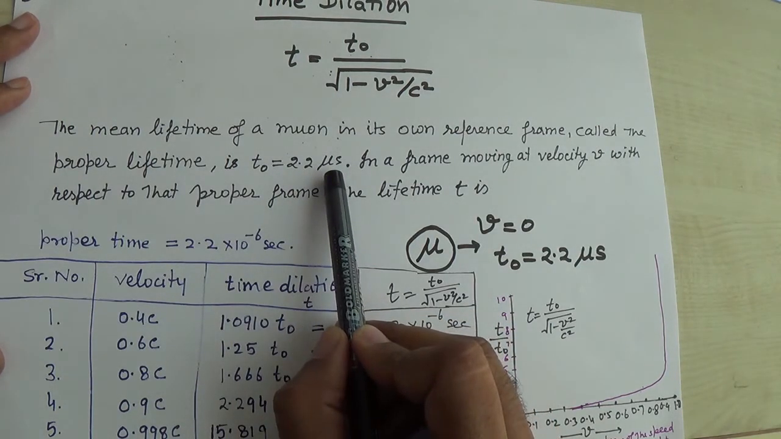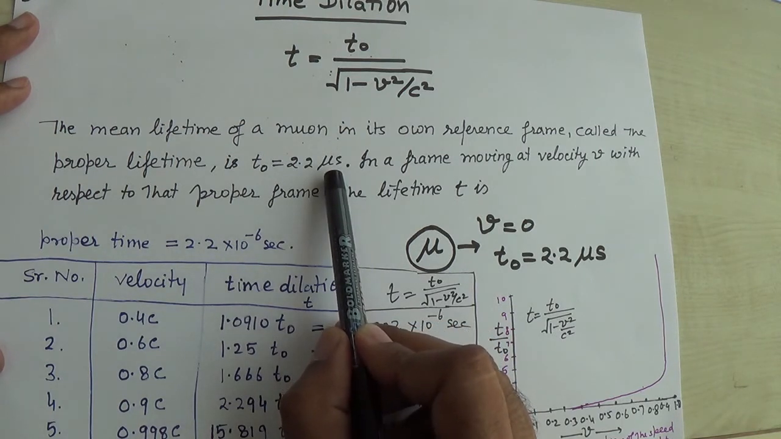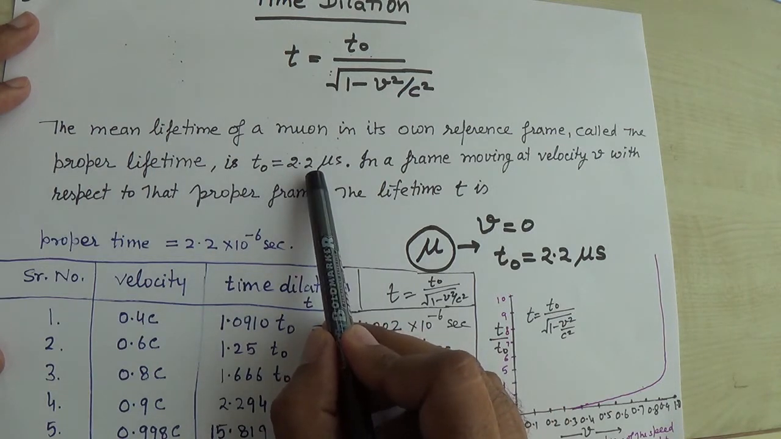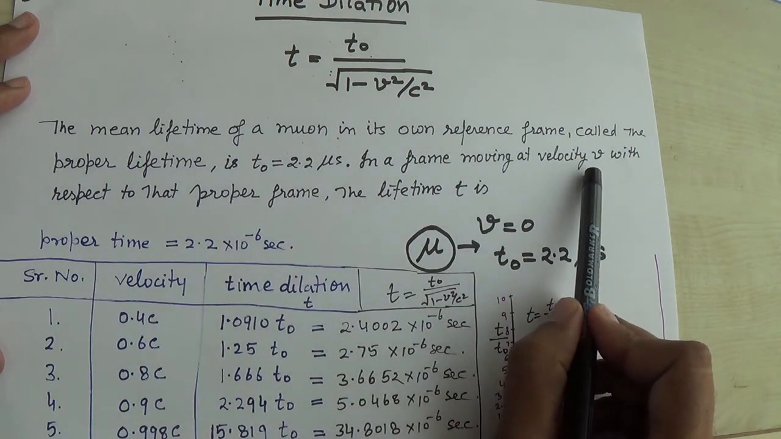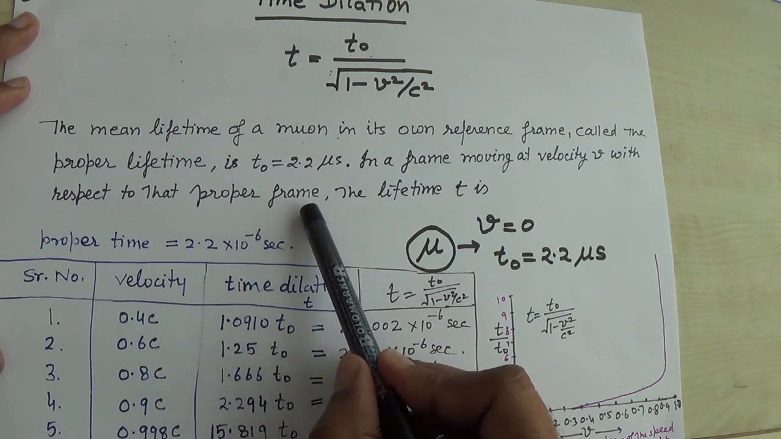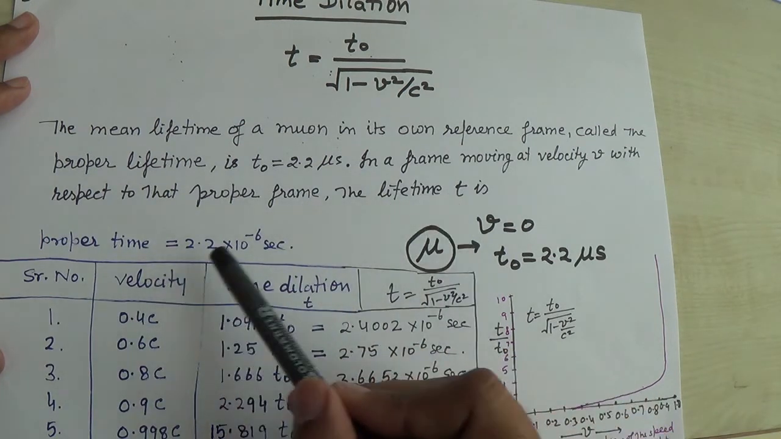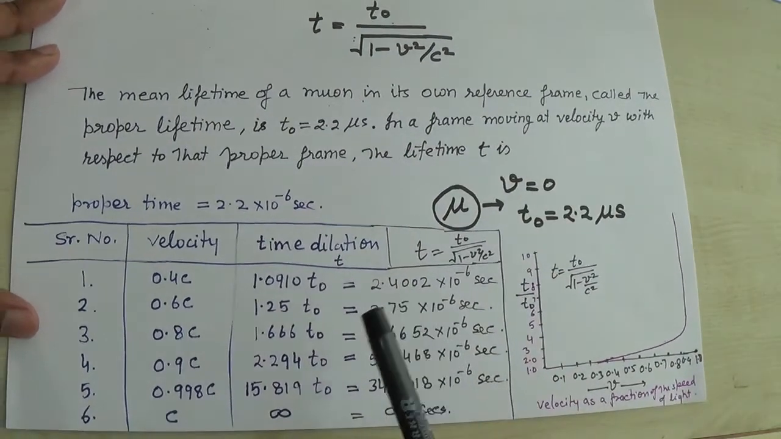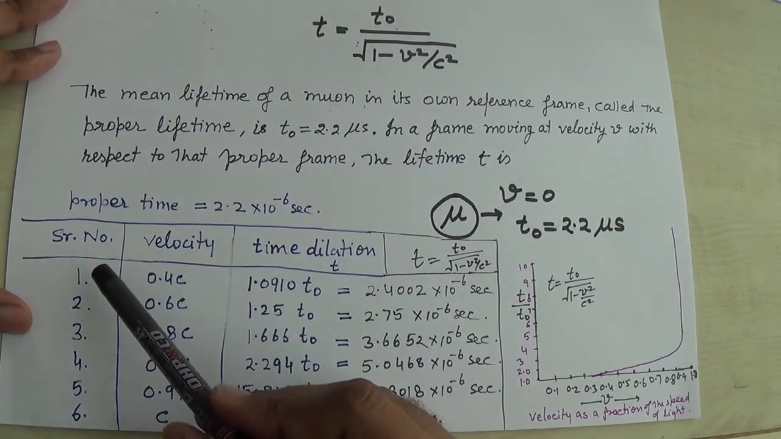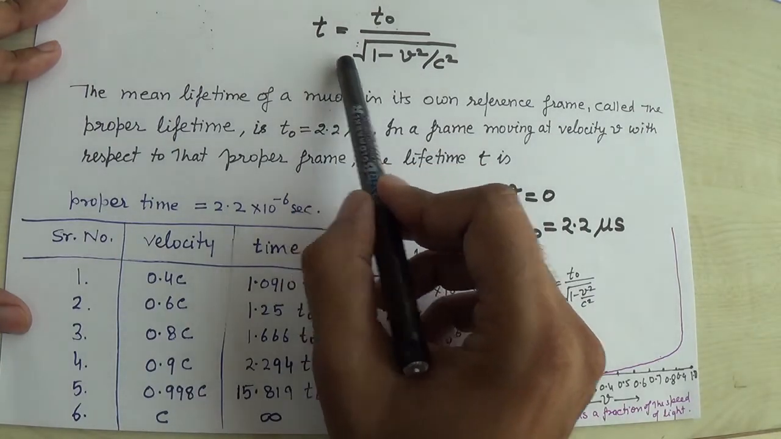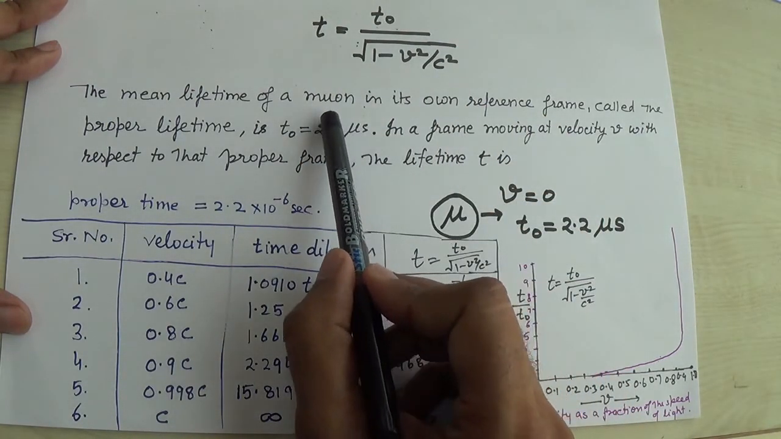In the next video lecture I will discuss the muon experiment. Right now I am just taking an example of that experiment, because we know that muons are elementary particles, and here I have taken the lifetime of the muon decay, that is 2.2 microseconds, in a frame moving at velocity v. With respect to the proper frame, the lifetime t is calculated by using the same formula with different velocities. So the formula is this one, which we have derived earlier, and the case is selected for the muon.